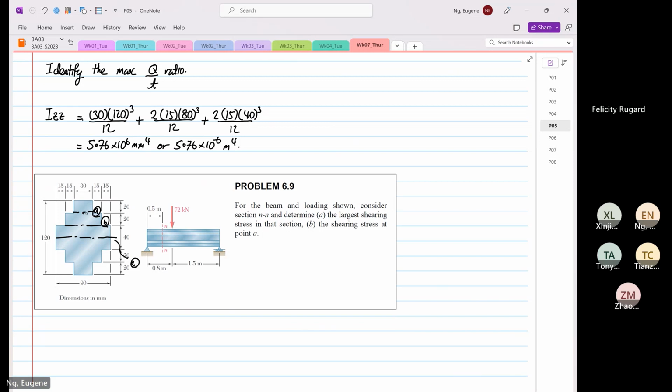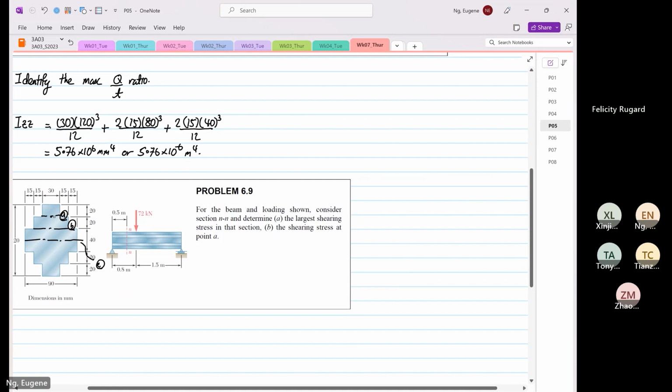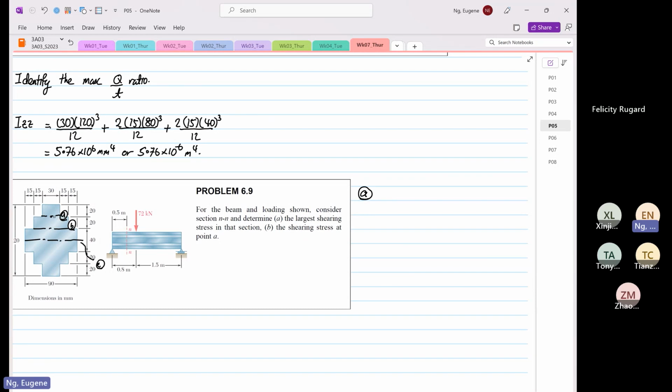Okay. So remember, the first moment of area cannot cross the centroid, so you only need to look at the top. You don't need to look at the bottom, right? Because the first moment of area cannot cross the centroid. So from here, let's consider point A first. So Q at point A.